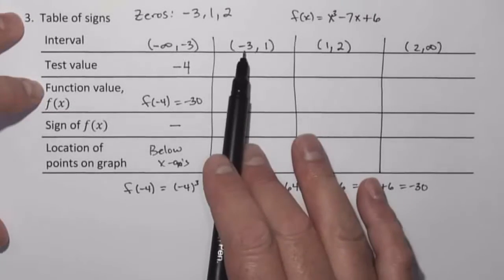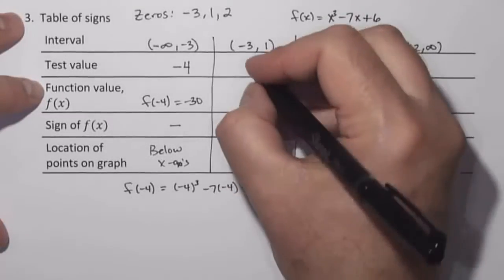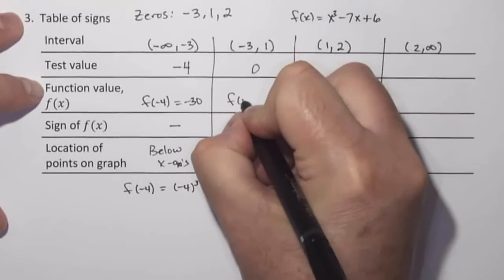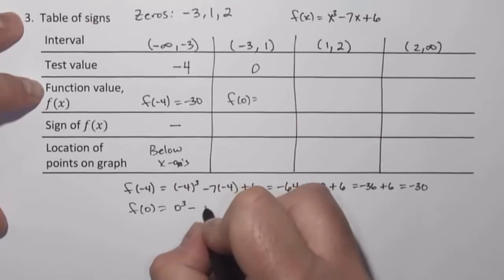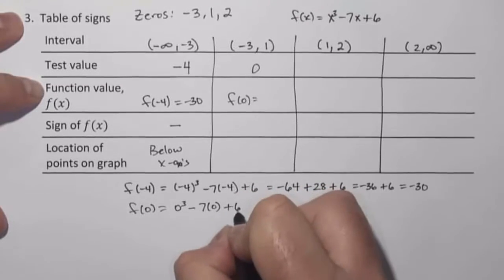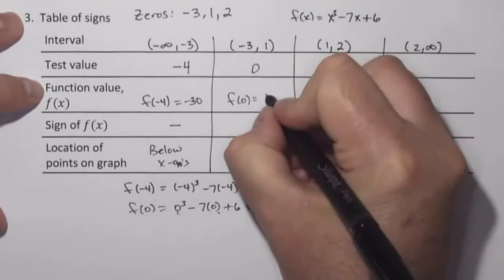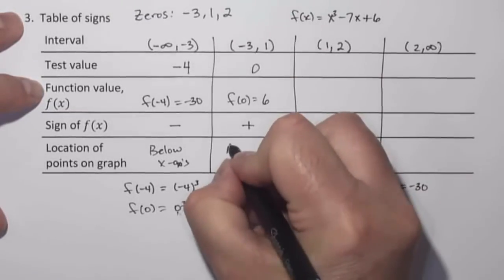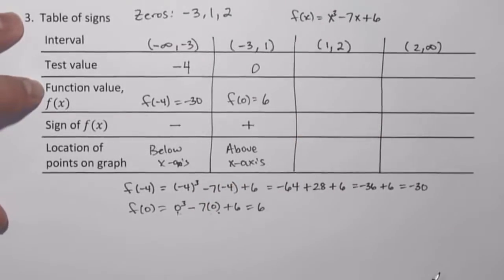Looking at our next interval, -3 to 1, we need to choose a test value. 0's in that interval, so I like to use 0 when I can for the test value. We need to find f of 0. So f of 0 is going to be 0 cubed minus 7 times 0 plus 6. 0 cubed is 0, 7 times 0 is 0, so 0 minus 0 plus 6 is just going to equal 6, which is positive. And the significance is our graph will be above the x-axis on that interval.